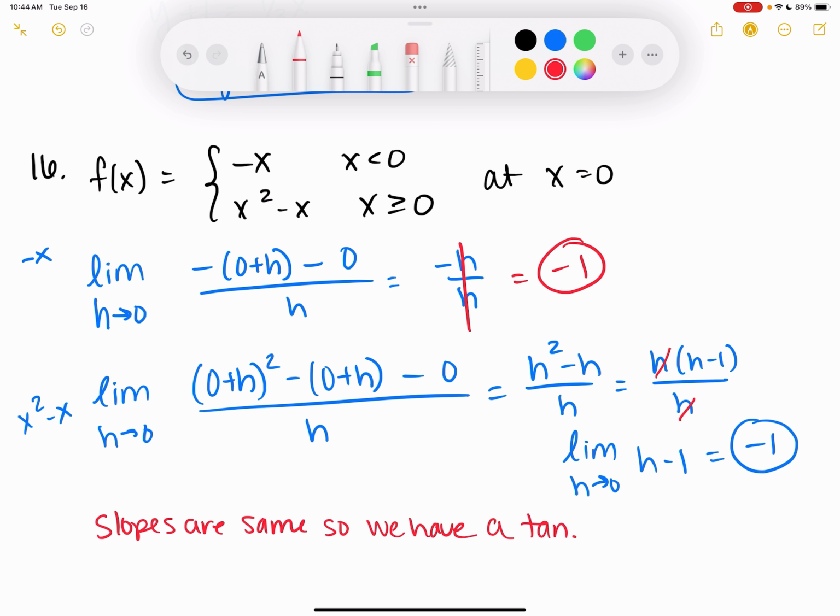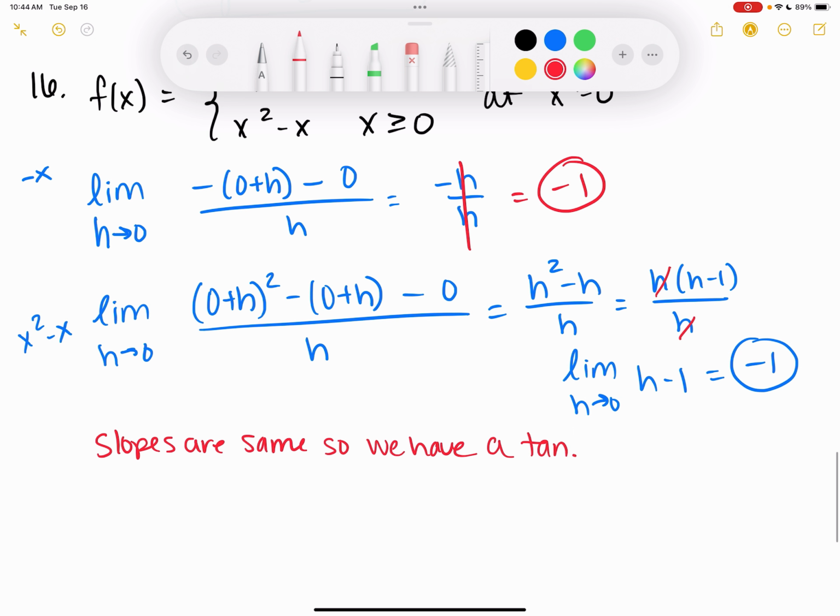And technically, because I guess they're just asking if it has one, you could just say, yes, slope is negative 1, and that would be a sufficient answer for what they had.